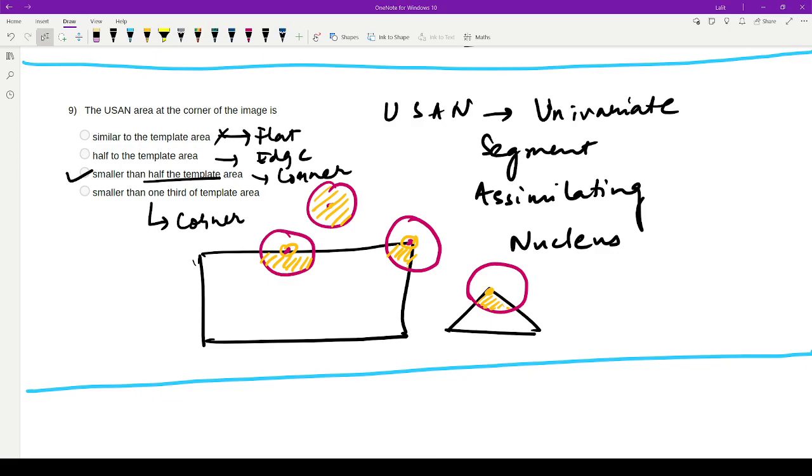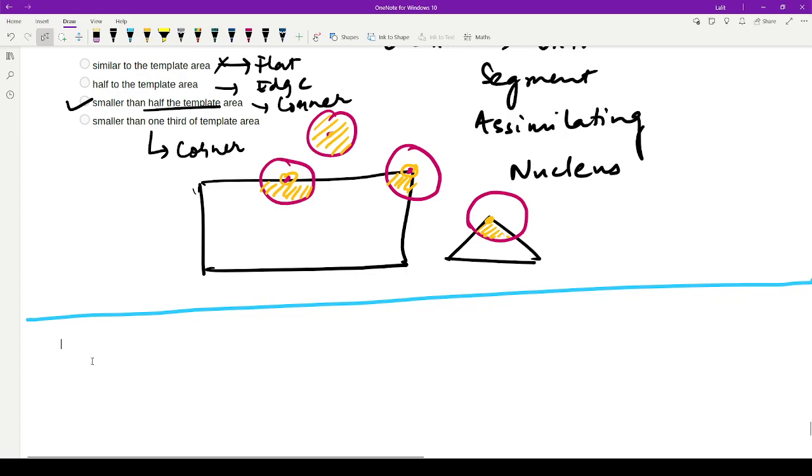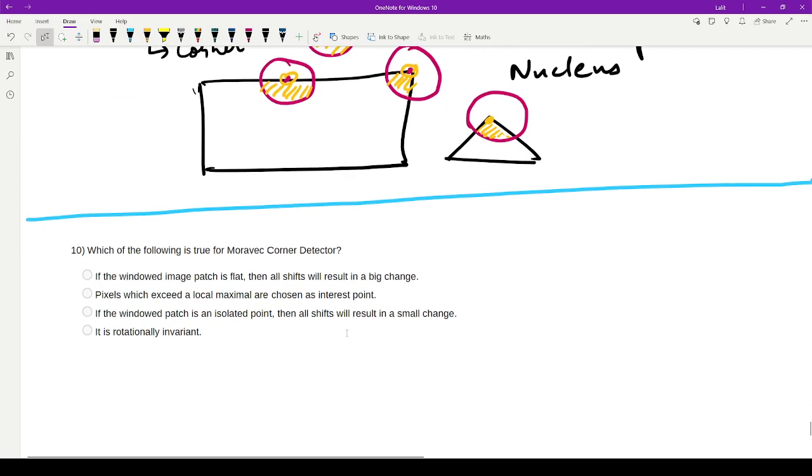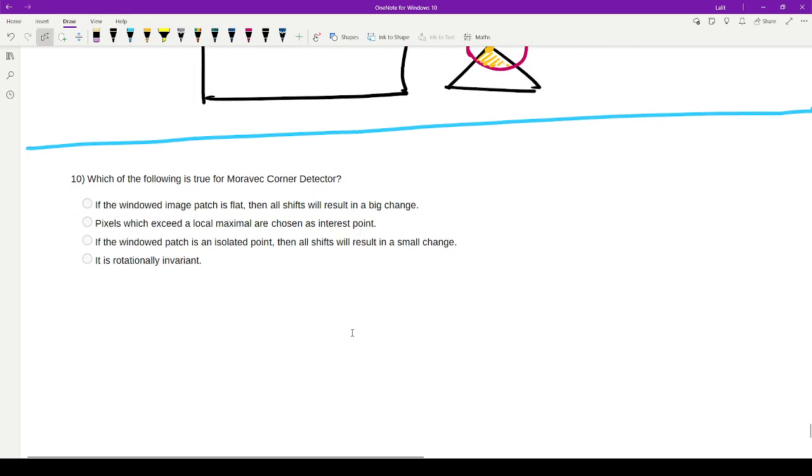Okay. So this is the last question for today that I have, on the Moravec corner detector. Which of the following is true for the Moravec corner detector? So what is the Moravec corner detector? I just explained it at the start of the class.